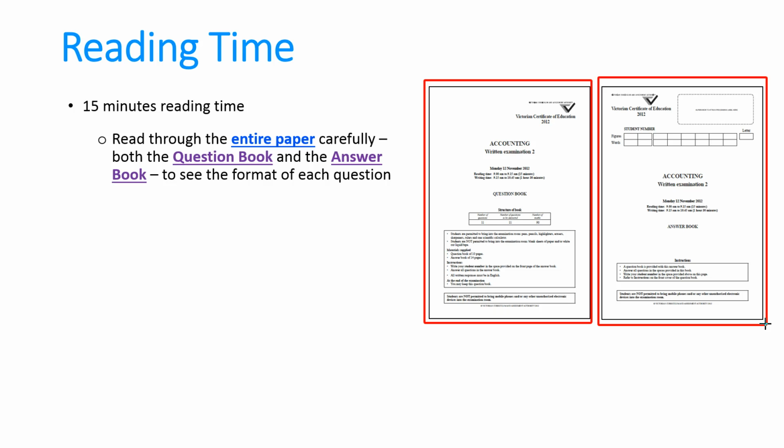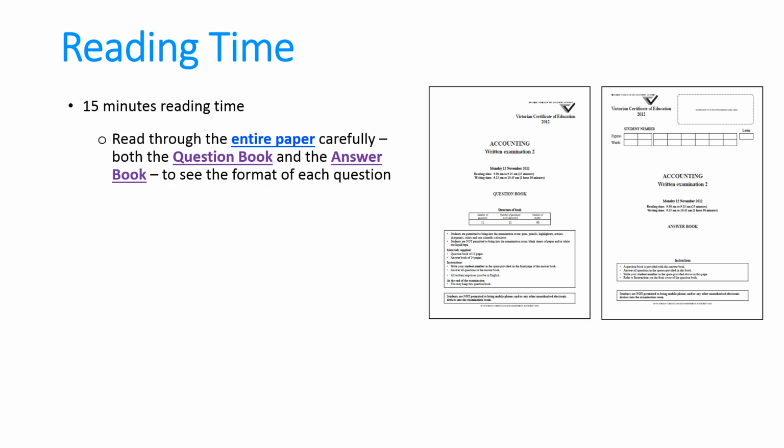So during reading time, remember, you can't mark the paper in any way. You can't write your name on it, you can't do an asterisk, you can't underline anything. So what can you do for those 15 minutes? Well, I think the first thing you want to make sure you do is read the entire paper, but not just one book. Don't just read the questions.